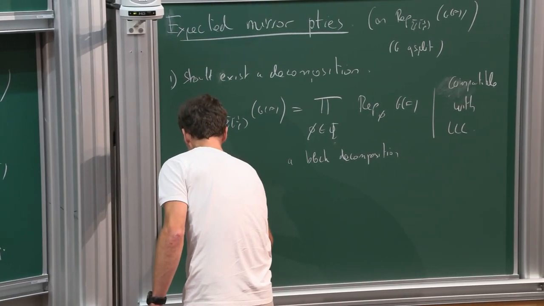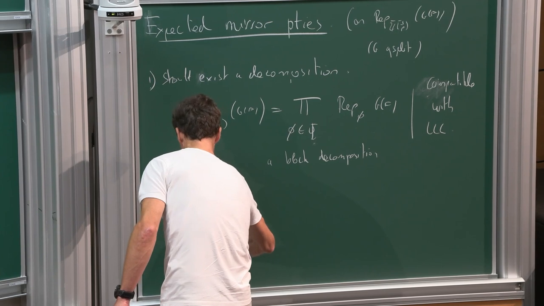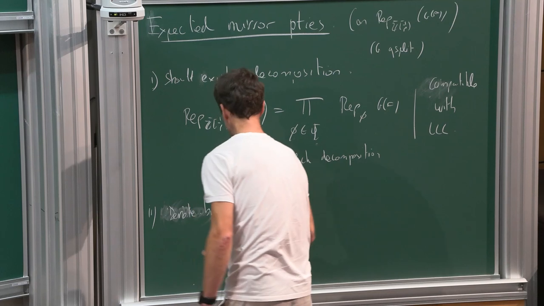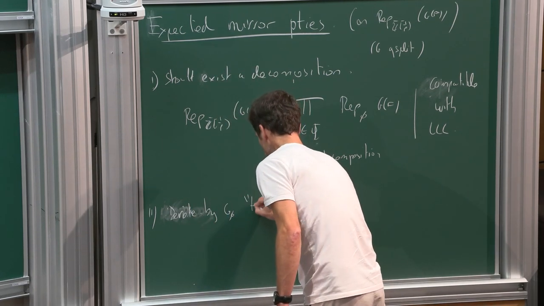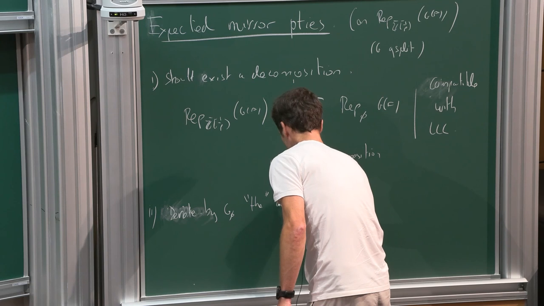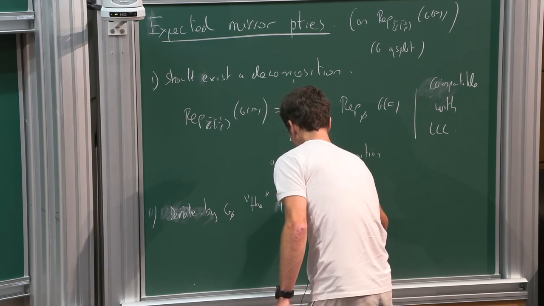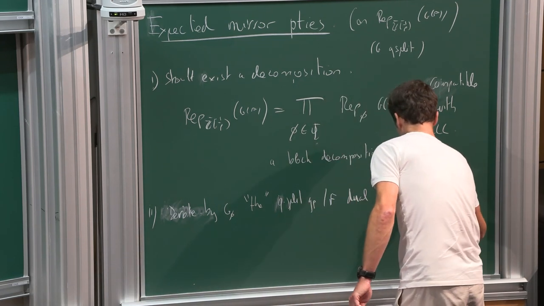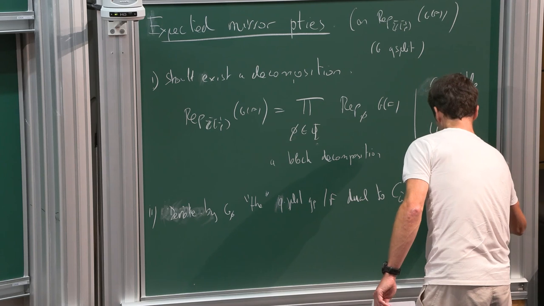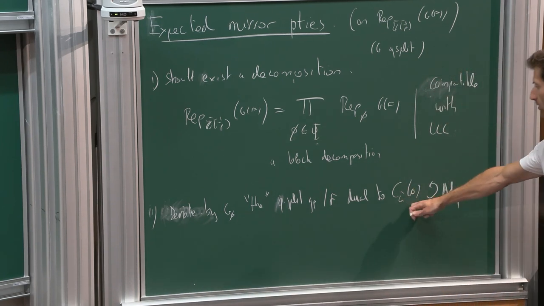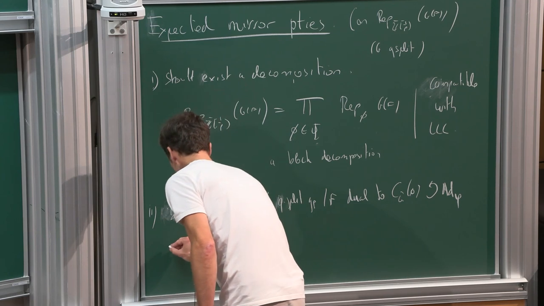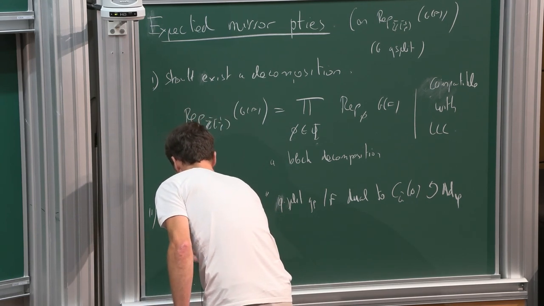So phi, denote by G sub phi the quasi-split group over F dual to the centralizer, which I suppose connected for simplicity, together with this action. And then what you expect is that there should exist some equivalence.